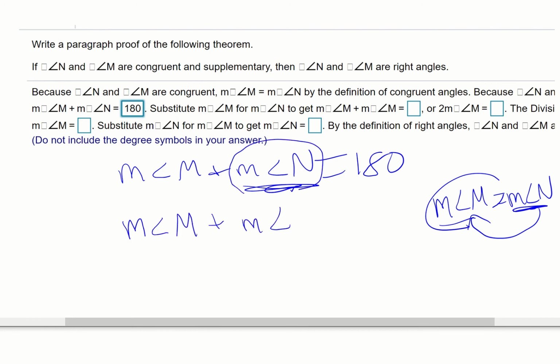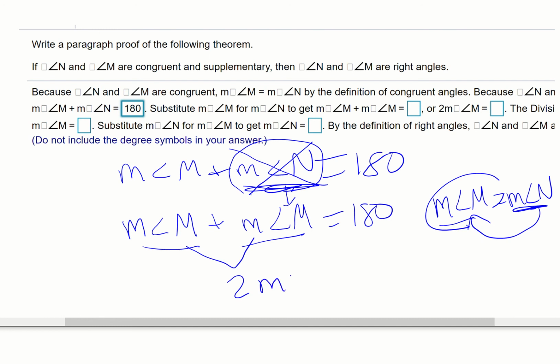And so now this is replaced with the measure of angle M, okay? And that's a substitution, so we did a substitution property. Now the good thing about this is that you can add those two together, right? They're both the same. So if you have one of these and another one of these and you put them together, that means you have a total of 2 of them. You're collecting them. And that's what this says right here, that you have 2 of them. And so we have 2 of them is equal to 180 degrees.